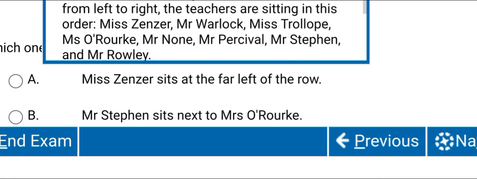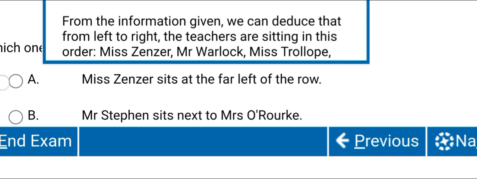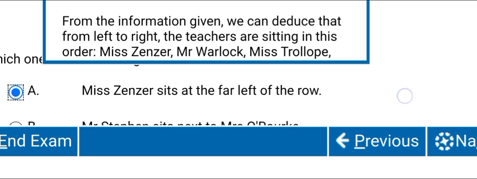So from the information given, we can deduce that from left to right, the teachers are sitting in this order: Miss Zenzer, Mr. Warlock, Miss Trollope, Mrs. O'Rourke, Mr. Nunn, Mr. Percival, Mr. Stephen, and Mr. Rowley. So that's why option A is the correct option, that Miss Zenzer sits at the far left of the row.